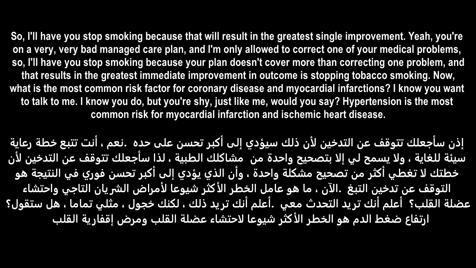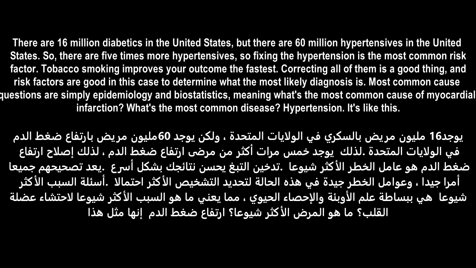What'd you say? Hypertension is the most common risk for myocardial infarction and ischemic heart disease. There are 16 million diabetics in the United States, but there are 60 million hypertensives in the United States. So there are 5 times more hypertensives. So fixing the hypertension is the most common risk factor. Tobacco smoking improves your outcome the fastest. Correcting all of them is a good thing, and risk factors are good in this case to determine what the most likely diagnosis is.